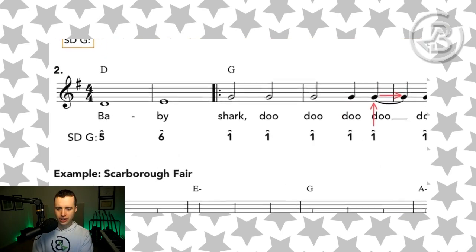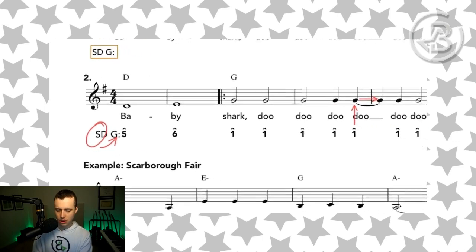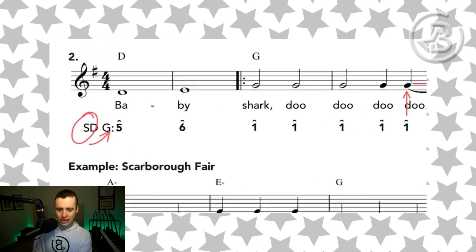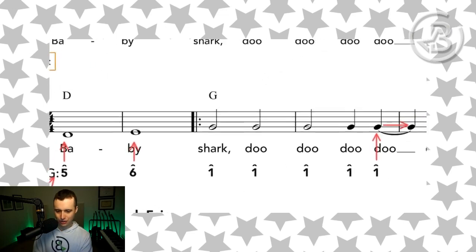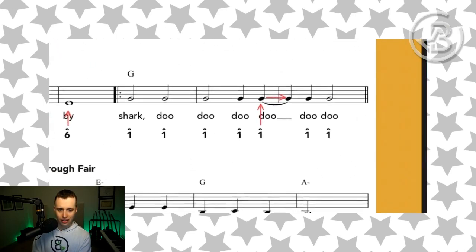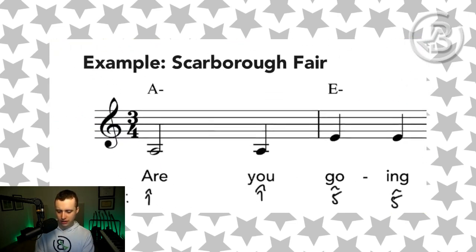Here's a scale degree analysis in a major key. You see we have SD for scale degree. Then we have the way of writing the key. That's the key of G major. And then we have the scale degree for each note. D would be scale degree 5, and sure enough, here's scale degree 5 right under the D. The E, scale degree 6, and sure enough, there's scale degree 6 written underneath. And then there are a lot of G's, so those are all scale degree 1.